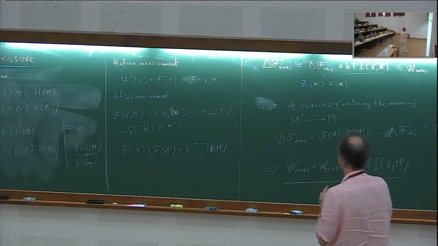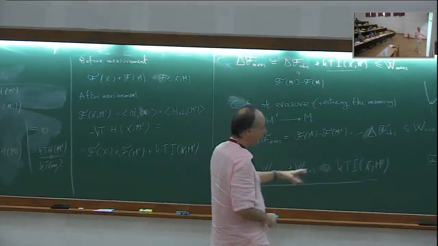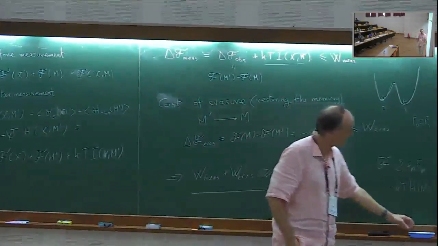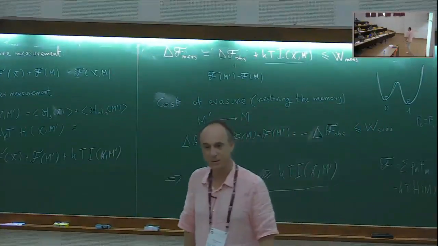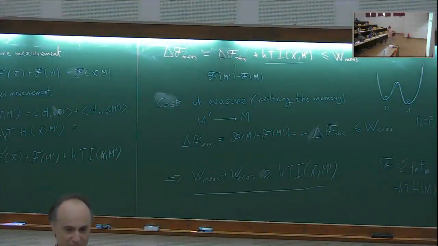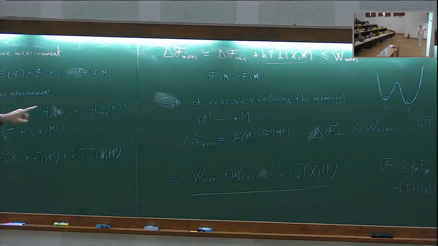Okay, so this restores the second law, but as sometimes happens in science, when you explain everything, it loses the magic. Can I just check, like W measure, is that kT ln 2? No, it's kT... no, it's kTHM because you have to sum this plus this. No, this is the measurement.